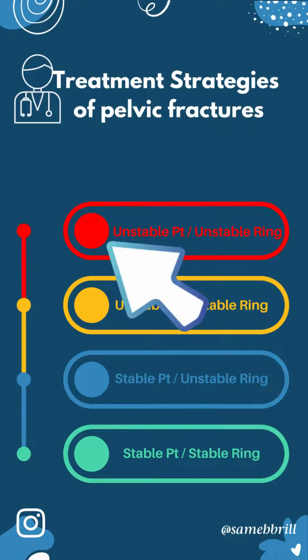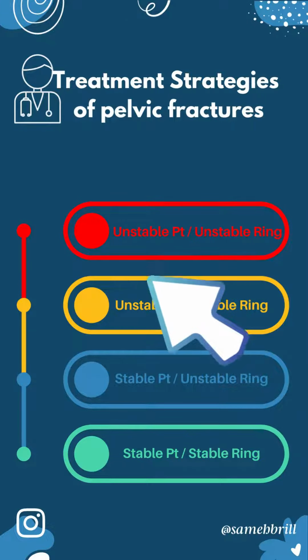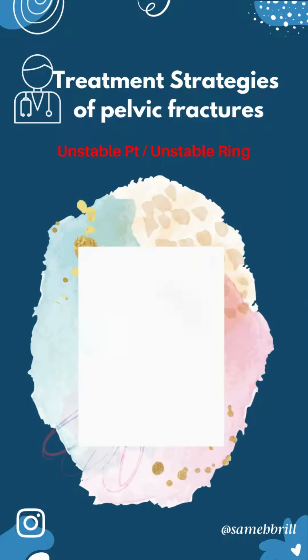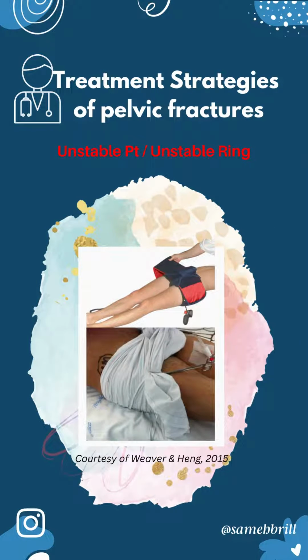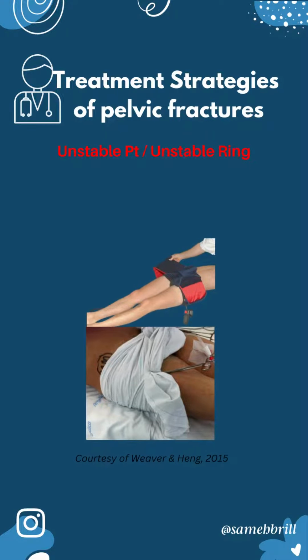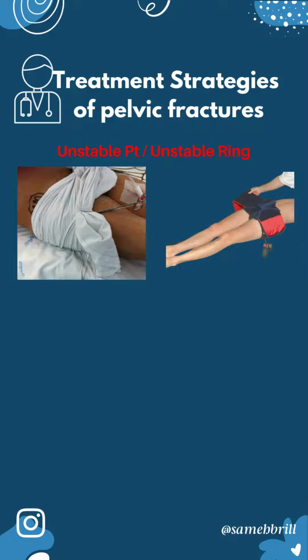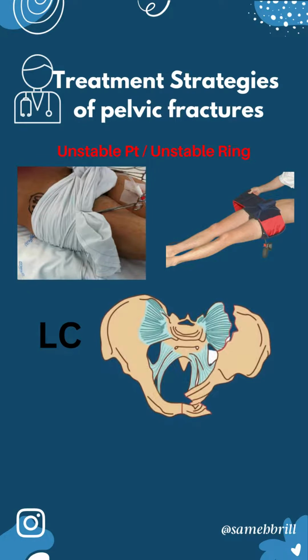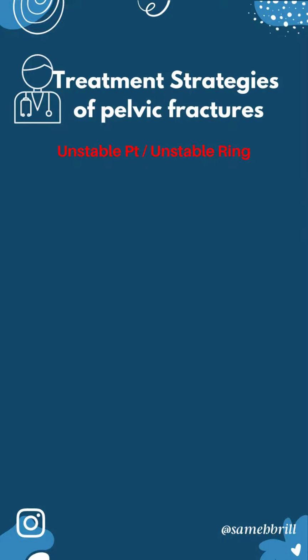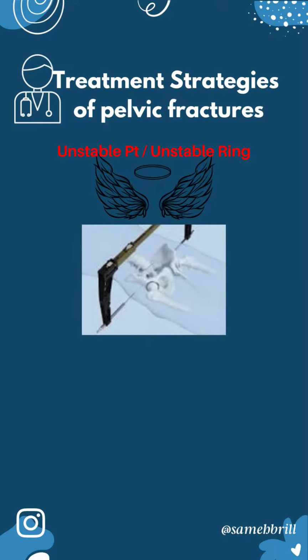Now let's start with the first category, which is the unstable patient and unstable pelvic ring. Using pelvic binders if available, or a circumferential pelvic wrapping around the 2 trochanters should be applied. Now, pelvic binders or pelvic wrappings are not recommended for LC fractures since they may cause further displacement of the fracture, and in patients whose posterior pelvic ring has been completely destroyed, that's where the C-clamp comes in handy.